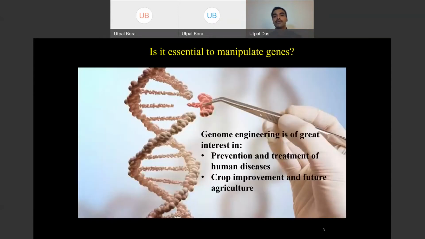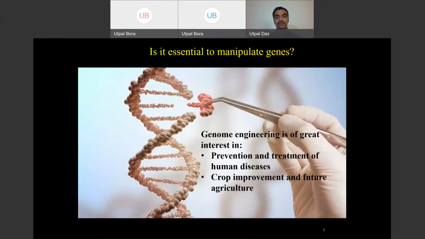So the first question that comes is, is it really essential to manipulate genes? As we know, genes influence health and diseases, human traits and behavior, as well as the productivity of crops. Researchers over the years have been working on this, and it is just the beginning of using genome engineering to unravel genomic contributions to all these different phenotypes. As they do so, scientists are discovering a variety of other potential applications for this genome engineering technology.